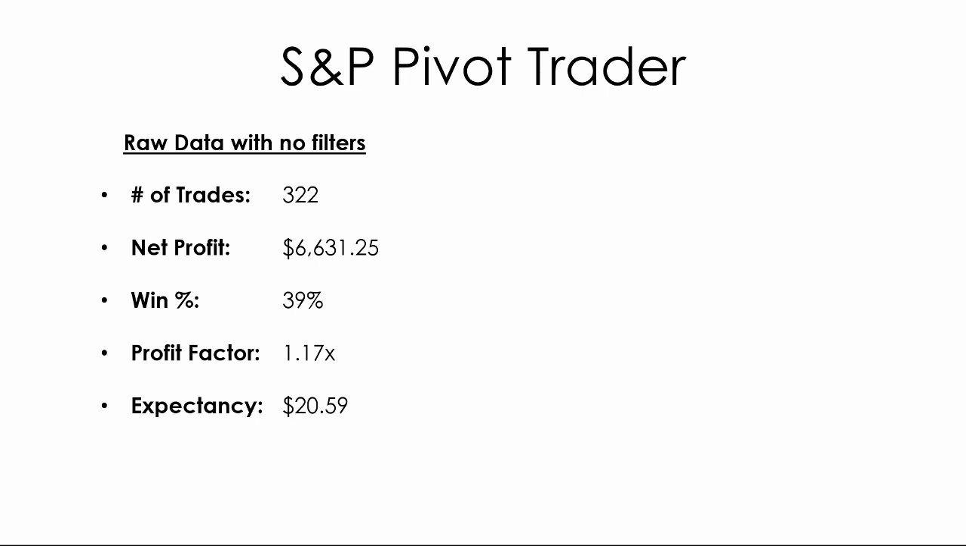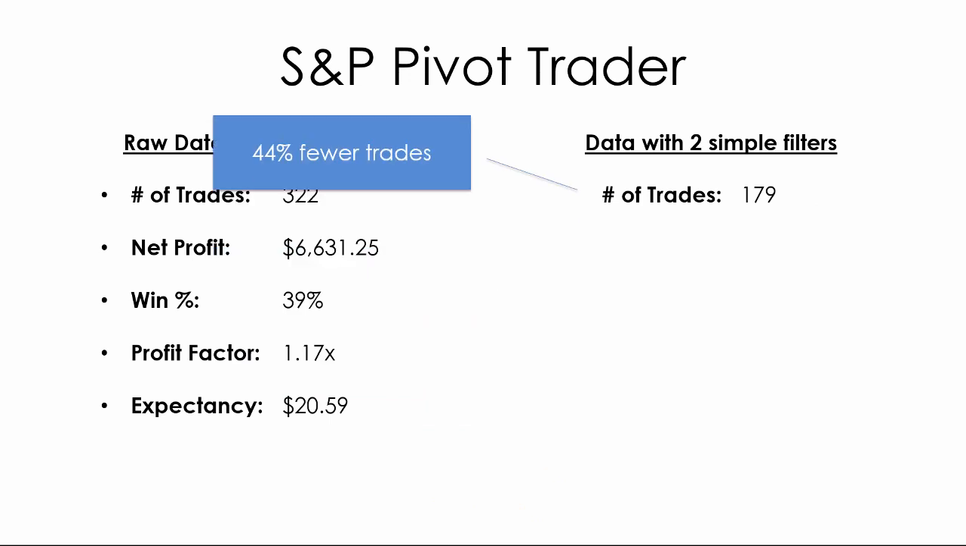So now let's look at the same trades with two filters applied. It's one directional filter using a 200 moving average, and it's one volatility filter using the ATR. Number of trades, 179. So we have 44% fewer trades. Well, gang, what that means to you, you're in the market 44% less.